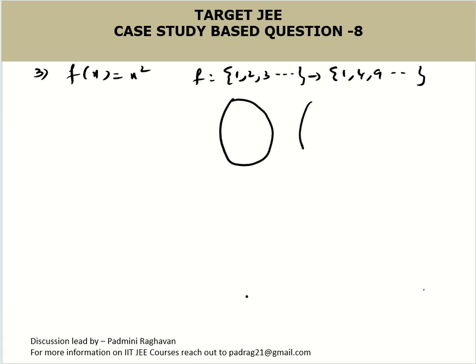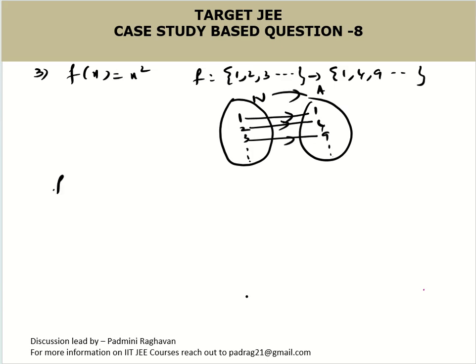So obviously it's very easy. This is all natural numbers. This is a specific set. Let us call the set as A. 1, 2, 3 and so on. 1, 4, 9, etc. 1 gets mapped to 1 square, 2 gets mapped to 2 square, 3 gets mapped to 3 square. So obviously f is 1 to 1, which implies f is injective. F is an injective function.